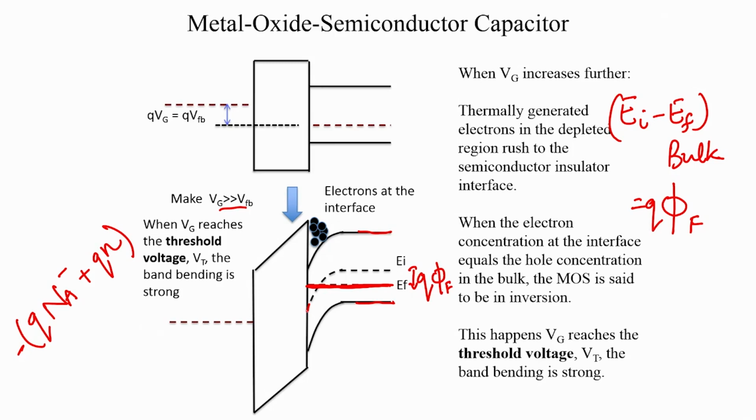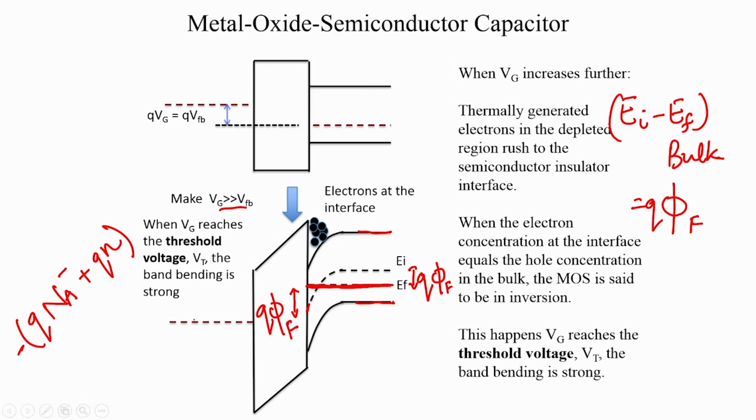Now, at the interface the band bending has become so severe that Ei is bent to such an extent that Ei has gone below Ef. But there is a special point when Ei is as much below Ef near the interface as it is above Ef in the bulk. Let us call this energy difference also equal to q phi f.